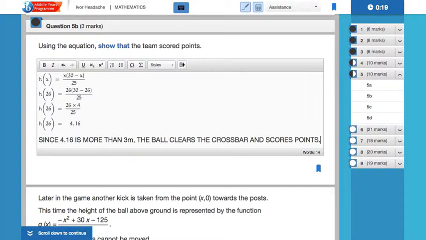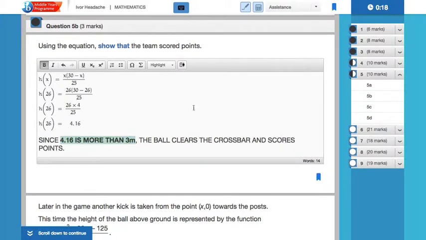And the bit in that that's going to get me the marks is the 4.16 and the comparison with 3 meters. So I'm just going to highlight that bit there that says 4.16 is more than 3, because that's the bit that will be on the mark scheme that the person marking this will be looking for.